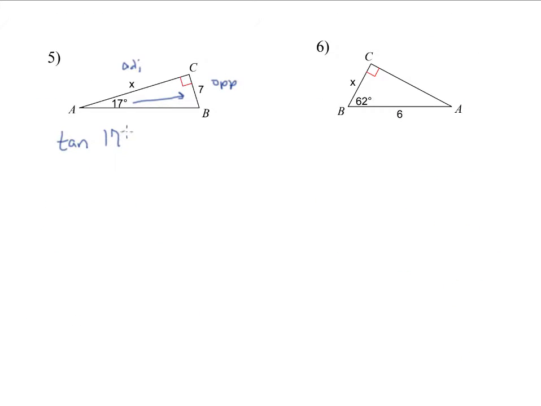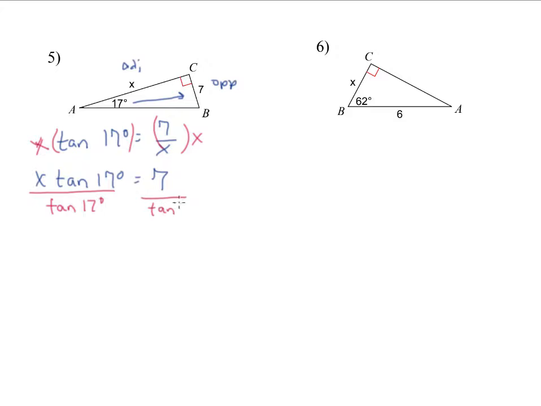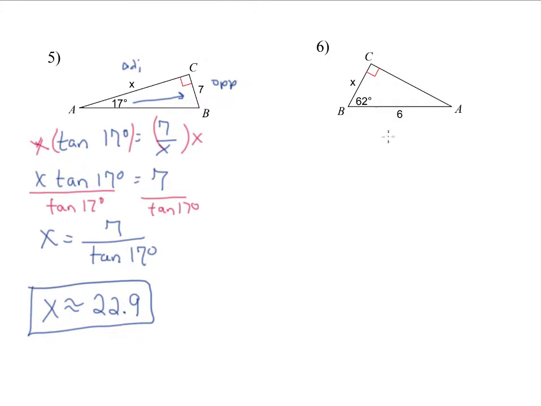Tangent of 17 degrees is equal to 7 over x. Multiplying each side by x, x times tangent of 17 degrees is equal to 7. Dividing each side by tangent of 17 degrees, we get x is equal to 7 divided by tangent of 17 degrees. Punching that in my calculator, x is approximately 22.9.